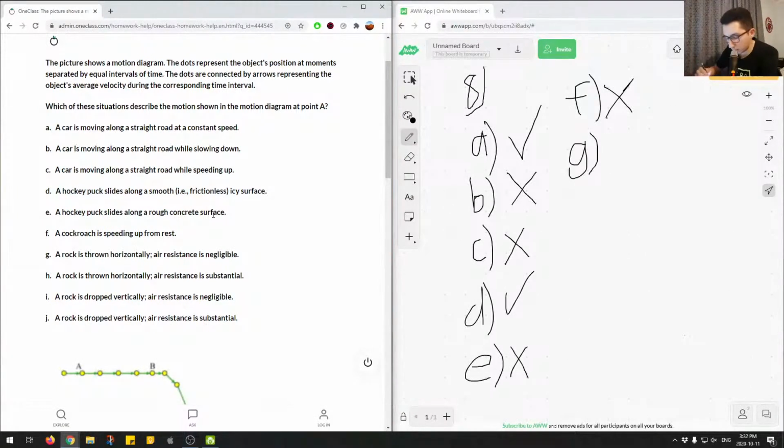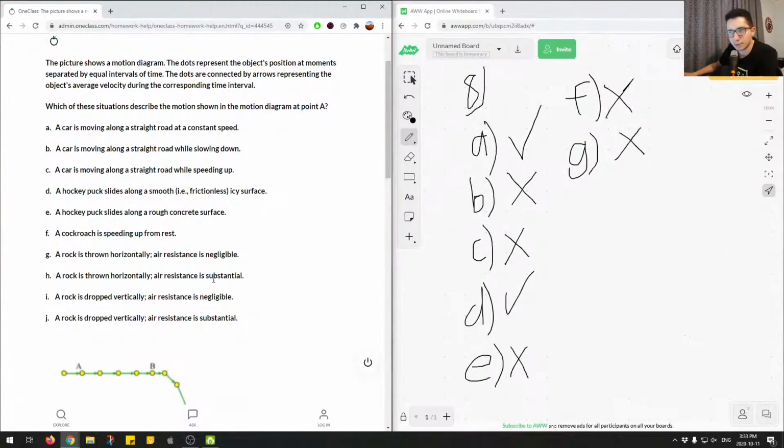However, in the y direction, there's a force of gravity acting on it. That force of gravity accelerates the object down, so even though the air resistance is negligible, we know that in the y direction there's an acceleration force. So we can't say this is correct. We have to mark this as wrong. Depending on how the question is phrased, maybe if they were a little more specific, if the rock is thrown horizontally and we only care about the x direction, maybe then it would be true, but this is not completely true. So H, a rock is thrown horizontally, air resistance is substantial.